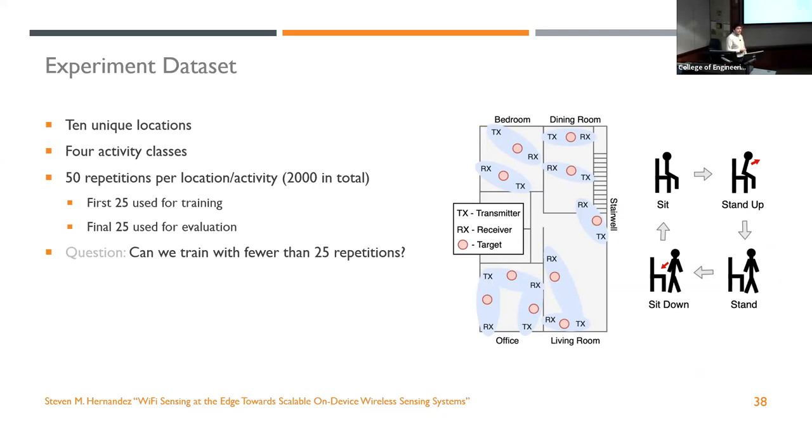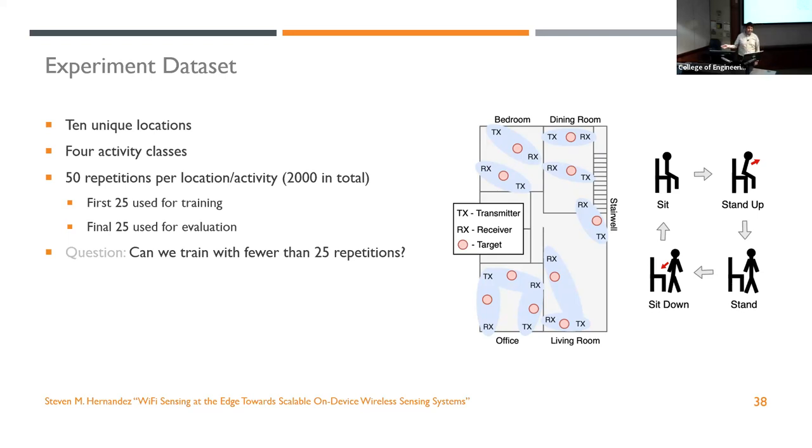So for this, we did have to collect some new data. We collected Wi-Fi sensing data from 10 unique locations with 4 different activities: sitting, standing up, stand, and sit down. For each of these activities in each of the locations, we had to repeat the activities 50 different times, which means 2,000 repetitions, where the first 25 are used just for training, and the final 25 are used for evaluation. Now, it takes a lot of time to do this.